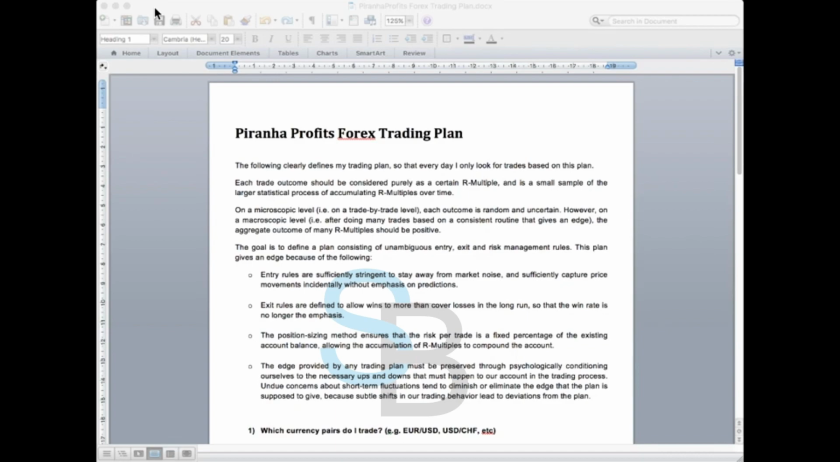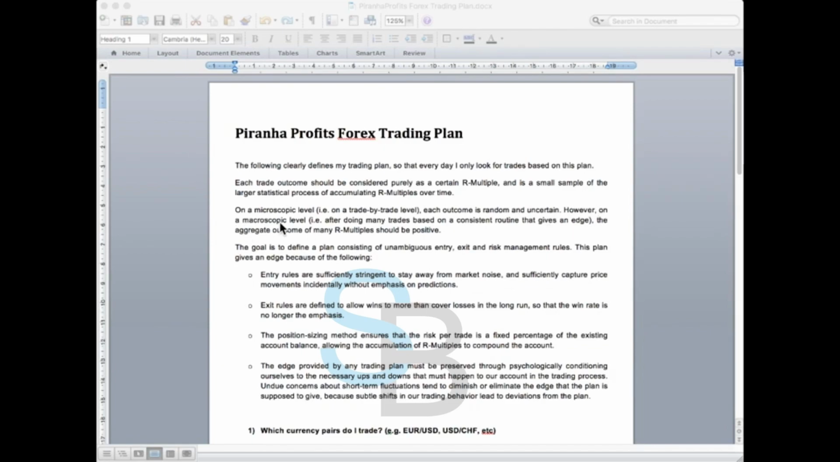So let me read to you this trading plan. It says, the following clearly defines my trading plan so that every day I only look for trades based on this plan. Each trade outcome should be considered purely as a certain R multiple, and a small sample of the larger statistical process of accumulating R multiples over time. Remember that on a microscopic level, in other words, on a trade-by-trade level, each trade outcome is random and uncertain. You never know which one's going to be a win, which one's going to be a loss, right?